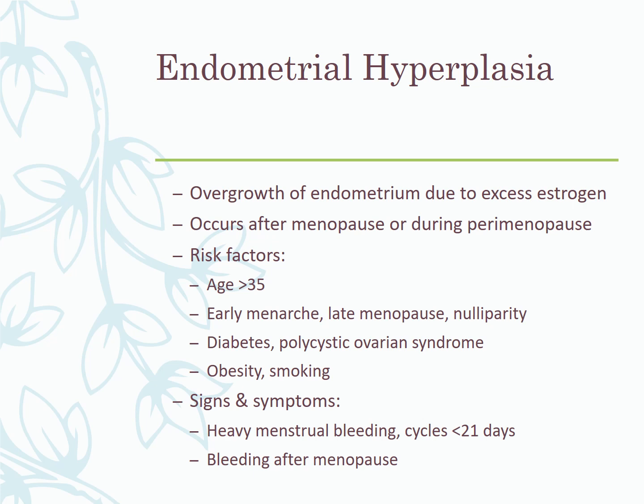Okay, so endometrial hyperplasia. This is overgrowth of the endometrium due to excessive amounts of estrogen. It typically occurs after menopause or during perimenopause. If you're a woman over the age of 35, with early menarche, late menopause, nulliparity, diabetes, polycystic ovarian syndrome, obesity, or smoking, then these have been identified as risk factors for developing it. The signs and symptoms are typically heavy bleeding cycles, usually less than 21 days apart, and bleeding after menopause.